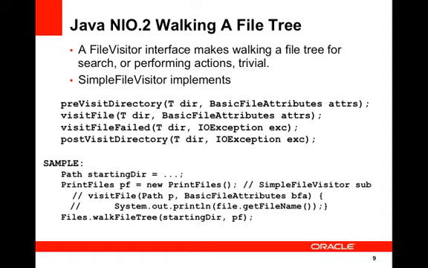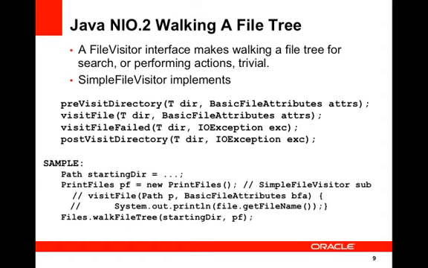VisitFile is invoked when a file is being visited. The BasicFileAttributes are passed to the method, and you can use the file attribute package to read specific attributes. VisitFileFailed is invoked when the file cannot be accessed. The specific exception is passed to the method, and you can choose whether to throw the exception, print it to the console, or log the failure, and so on.